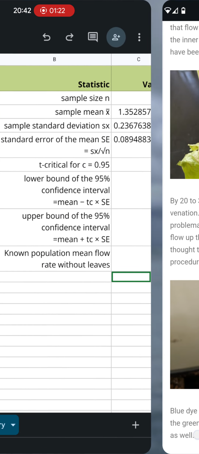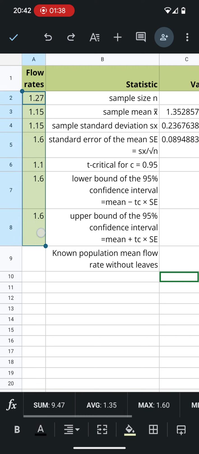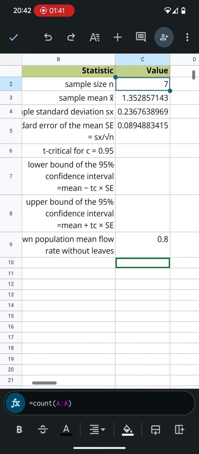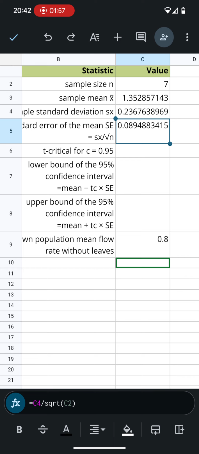So to do this, here's our data. In column A are the flow rates for this year from 7 different experiments with 7 different stalks of celery that were used. You can see them here from A2 to A8. So starting off here, our sample size is the count of A2 to A8. The sample mean is the average of A2 to A8. This is the standard deviation, STDEV. And here is the standard error, chapter 8.2.